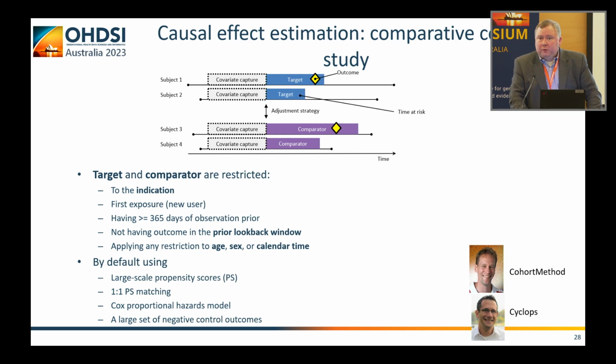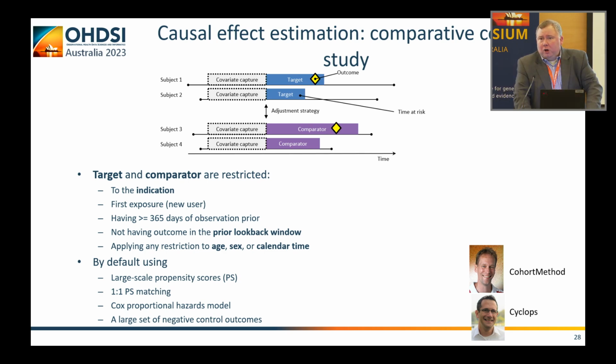As a default, we take our target and comparator group, we restrict them to our indication. We ensure that we have some sort of new user design, and we apply a consistent set of restrictions to those. As a default, we are using large-scale propensity scores, which we've done quite a lot of research in the OHDSI community to prove is really robust to confounding adjustment.